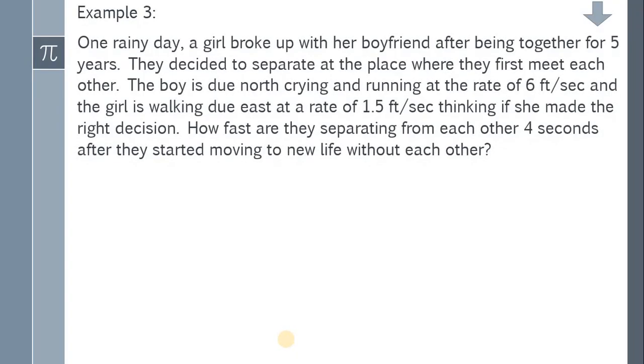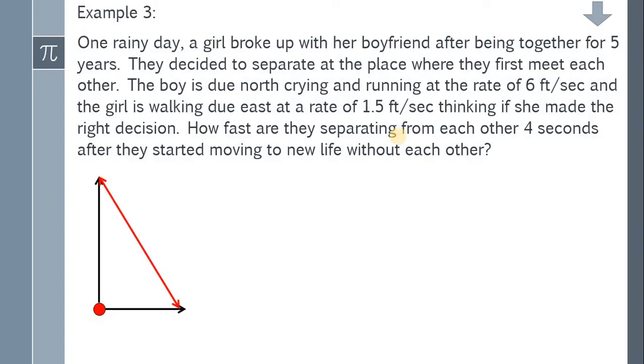So, ito ulit yung ating problem. Gawin ulit natin yung illustration na ginawa natin kanina. So, ito yung kanilang starting point kung saan sila nag-meet. And then, yung boy ay due north and then yung girl is due east. And yung goal natin, mahanap how fast are they separating from each other.